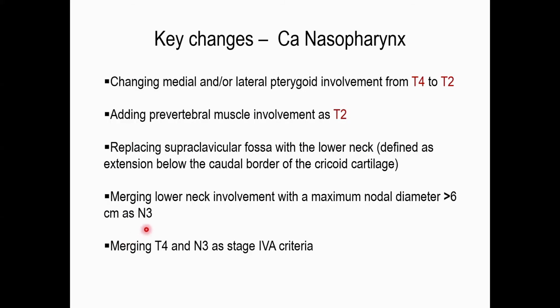Now, the key changes in carcinoma nasopharynx are, one, changing the medial and lateral pterygoid muscle from T4 to T2; adding prevertebral muscle involvement as T2; replacing the supraclavicular fossa with the lower neck, defined as extension below the caudal border of the cricoid cartilage; and N3A and N3B have been merged together as N3. T4 or N3 is stage 4A. It was stage 4B earlier, and now it has become stage 4A. This is the main staging.